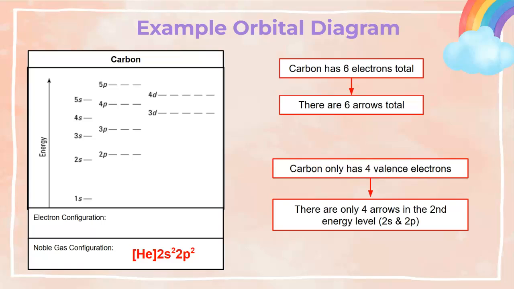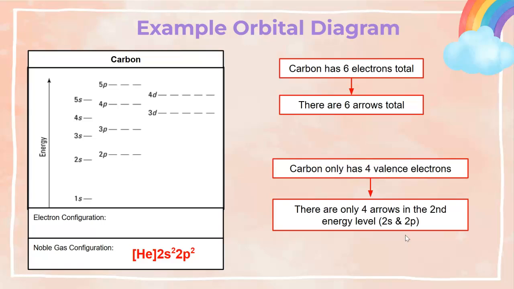Let's go ahead and do an example orbital diagram with carbon. You can try it on your own first before I reveal the answer. Carbon has 6 electrons total, meaning that in the orbital diagram there should be 6 arrows. Carbon only has 4 valence electrons, and so you should only see 4 arrows in the second energy level. So that would be your 2s and 2p orbitals.